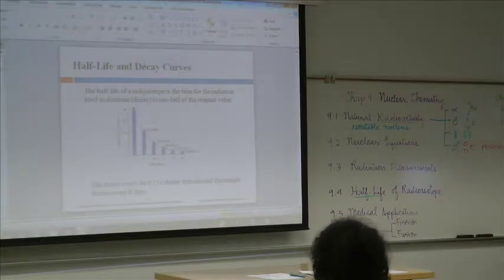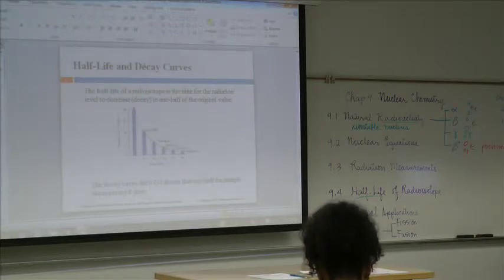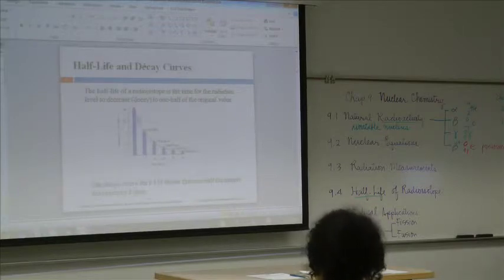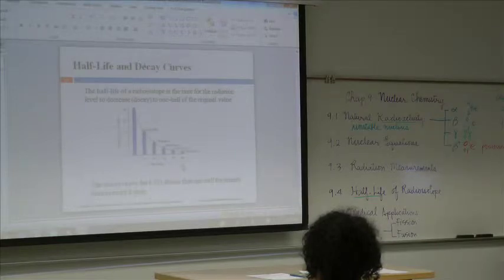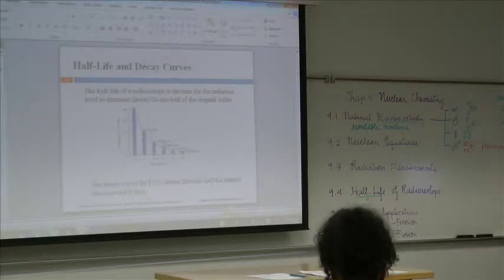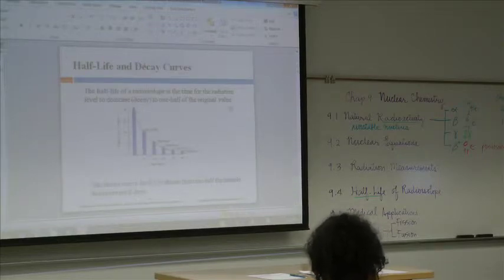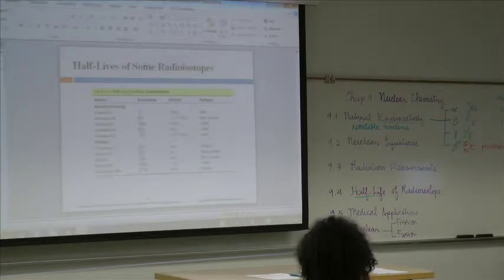So the half-life of a radioactive isotope is the time for the radiation level to decrease to one half of the original value. So for example, for iodine-131, one half of the sample decays every 8 days. The half-life is 8 days. So after 40 days, that's 5 half-lives. A decay curve always goes down, decreasing, whereas the growth curve will be increasing. The decay curve goes like so, whereas the growth curve will be the exact opposite. Okay, so half-lives of some isotopes.